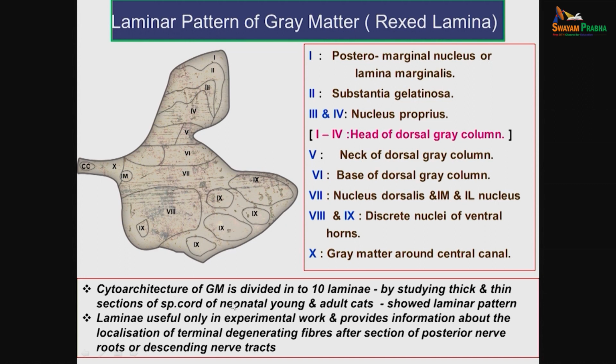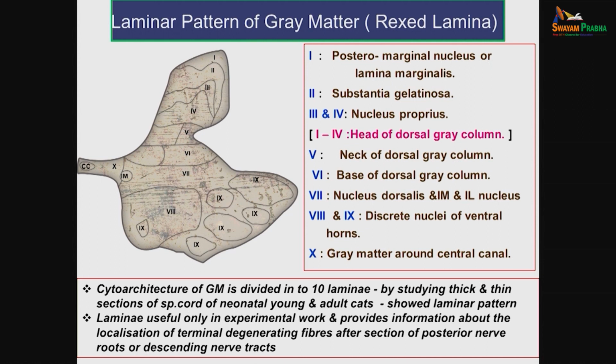As you all know, this is anterior grey horn, this is posterior grey horn, this is the intermediate region, this is the central canal, and this is the grey commissure. So lamina 1, as pointed out in the picture, corresponds to postero-marginal nucleus. Lamina 2 is substantia gelatinosa. We have learnt all these in the previous slides. Lamina 3 and 4 corresponds to nucleus proprius. So 1 to 4 corresponds to head of dorsal grey horn or grey column.